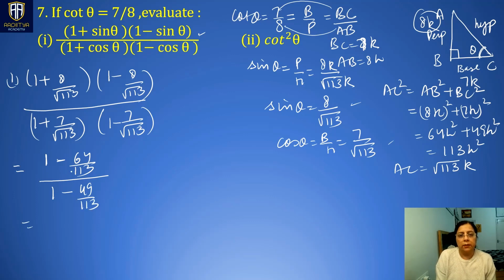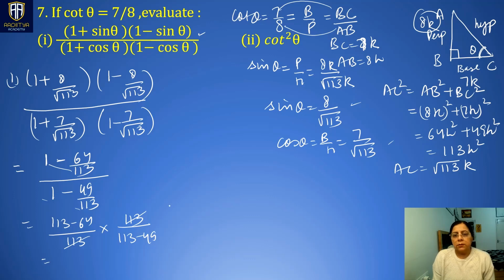Now if you solve this, you take the LCM. This is 113 minus 64 over 113. And here you take LCM. This is 113 minus 49, and this 113 goes into the numerator. 113 minus 64 is 49, divided by 113 minus 49, which is 64. So we have 49 by 64. This is the value of the first expression.